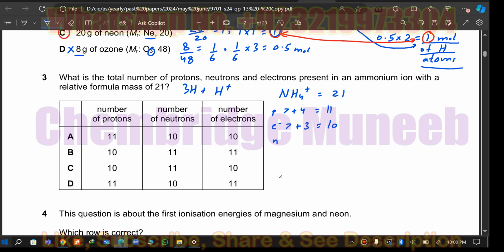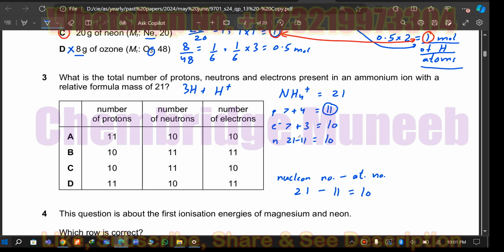And at the end, the number of neutrons. To calculate the number of neutrons, we know it is the nucleon number minus the atomic number, and the nucleon number over here is 21, which is the same as the relative formula mass, and the atomic number of this ammonium ion is basically the same as the number of protons. So 21 minus 11, the value is 10, which means the number of neutrons is 10.